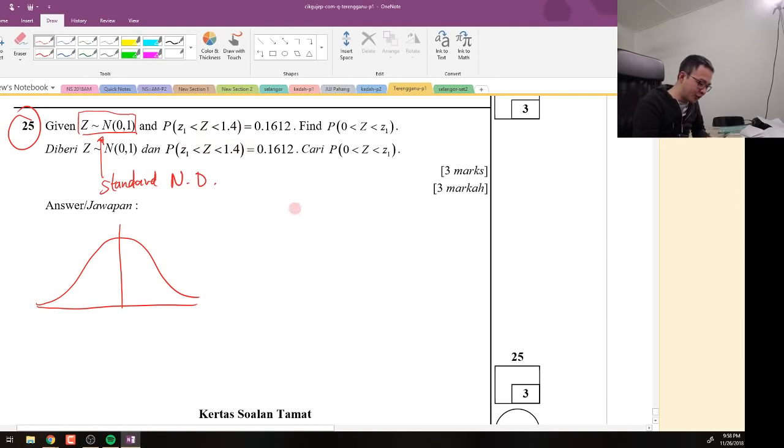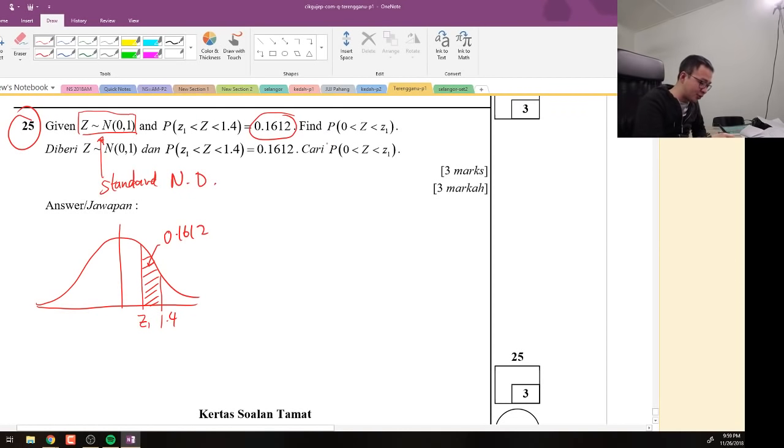Alright, so we know from Z going to 1.4, the probability is this one. So I will assume the Z1 is here. Okay, why do I assume the Z1 is here? Because this probability is very small. It is not more than 0.5. So I assume the 1.4 will be here. So this is the area they say from Z1 to 1.4. So this area is 0.1612.